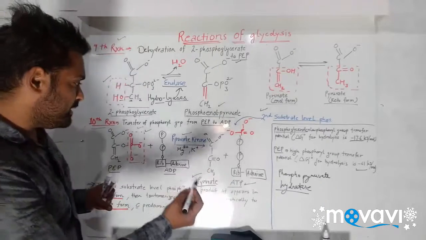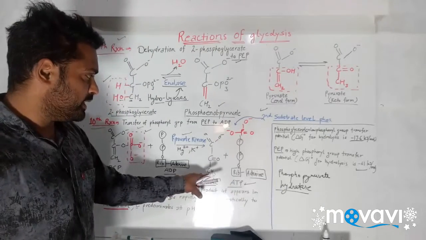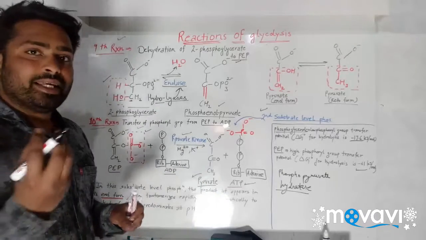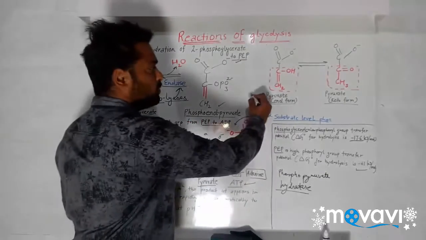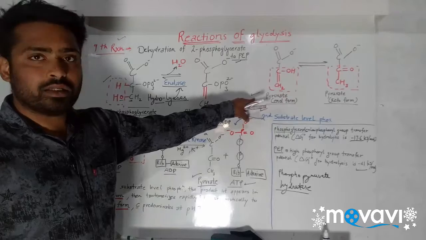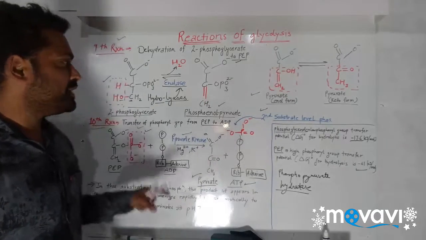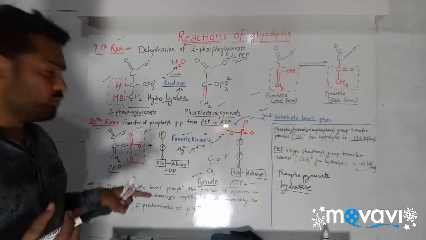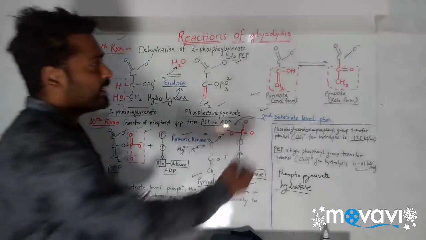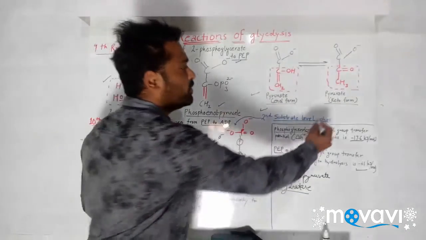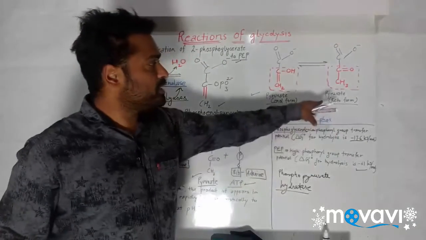What more is here is that this pyruvate, before it is converted into this form, there is something else, that is the enol form. The enol form is the first form produced when PEP is converted to pyruvate. Then it readily tautomerizes into its final form, the keto form. So this is the form we are interested in.